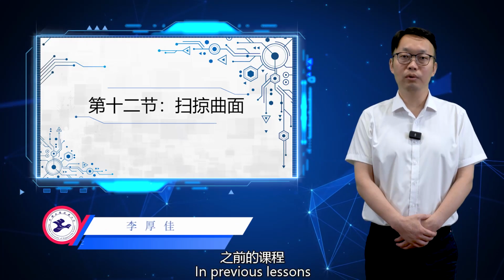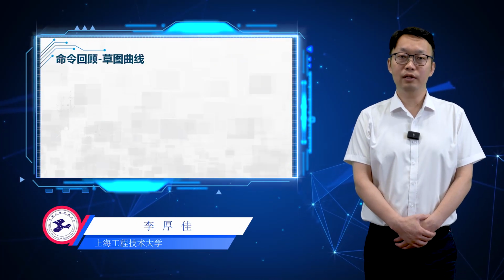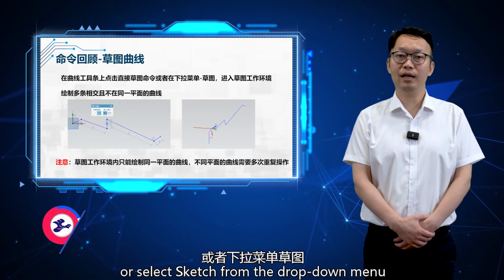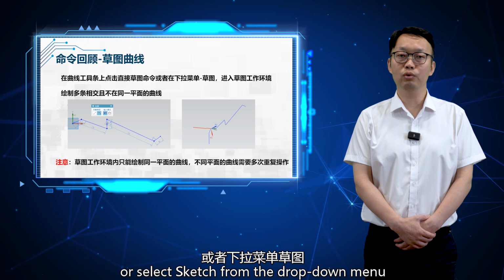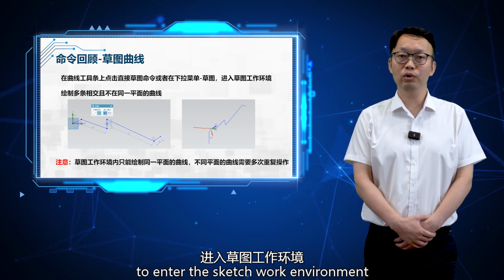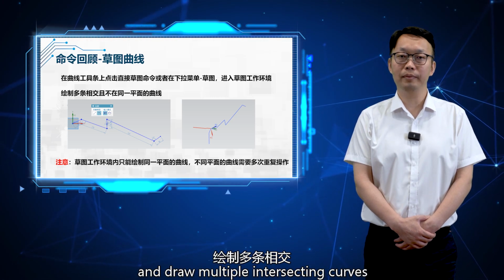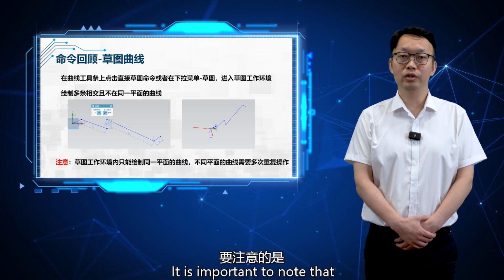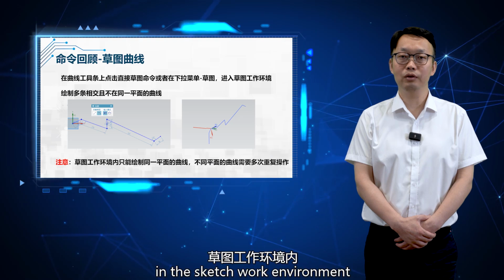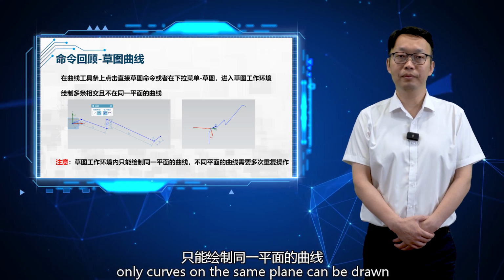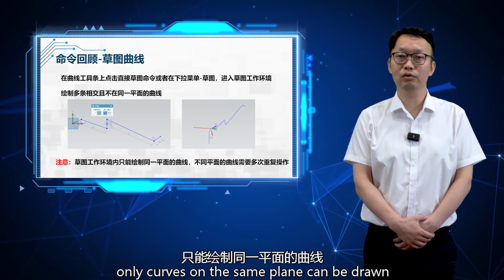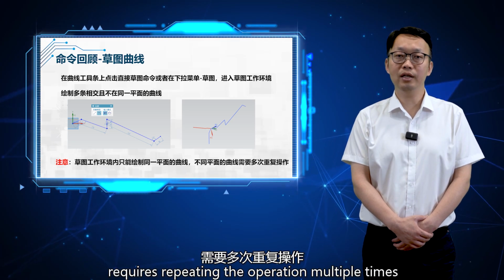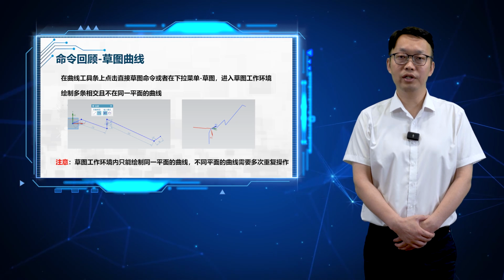In previous lessons, we learned about sketch curves. You can click the Sketch command directly on the Curve toolbar or select Sketch from the drop-down menu to enter the sketch work environment and draw multiple intersecting curves that are not on the same plane. It is important to note that in the sketch work environment, only curves on the same plane can be drawn. Drawing curves on different planes requires repeating the operation multiple times.